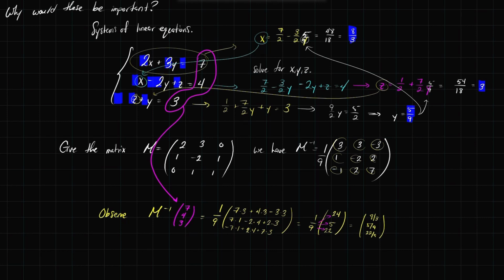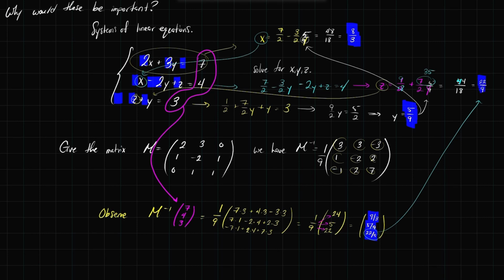Now if I compare to my solutions from earlier, I've got 8 thirds, 5 ninths, and 22 ninths, and here I wrote a 3. So what's going on? Everything is the same except for this last case. It makes me think maybe I made a mistake. Now that I'm looking, I did make a mistake. 7 halves times 5 ninths is 35, not 45. So when I add it to 9 eighteenths here, I get 44 over 18. And 44 over 18, believe it or not, is 22 ninths.